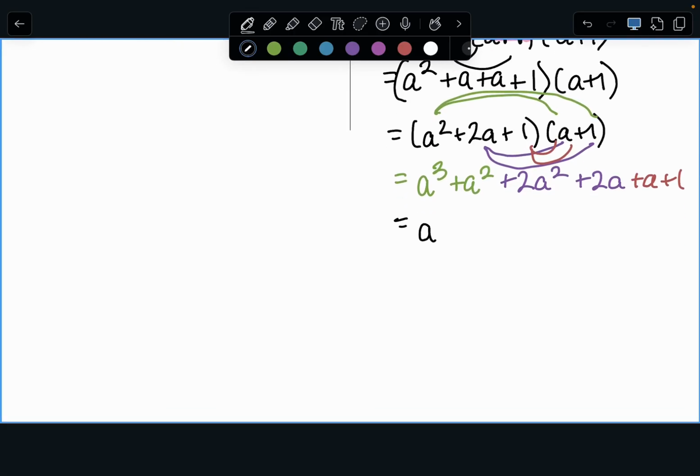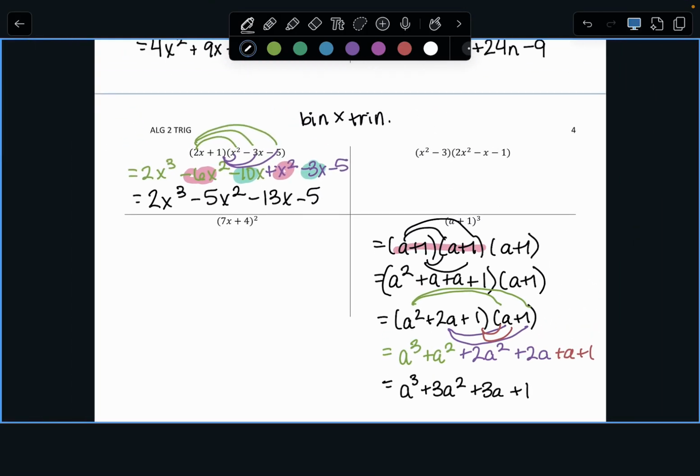And then we combine. My a cubed can't be combined with anything. How many a squareds would I have? What's my coefficient on a squared? 3. 3a squared. And same thing for a. 2a plus a is 3a. And then plus 1. Questions on any of those? Okay, I want you to try the last two on your own or with the people around you. Check your answer with mine up on the board, and then you have the rest of the time for homework on Delta Math.